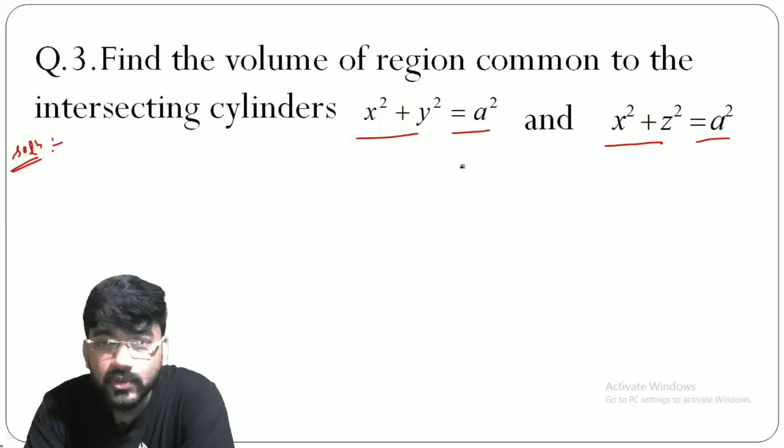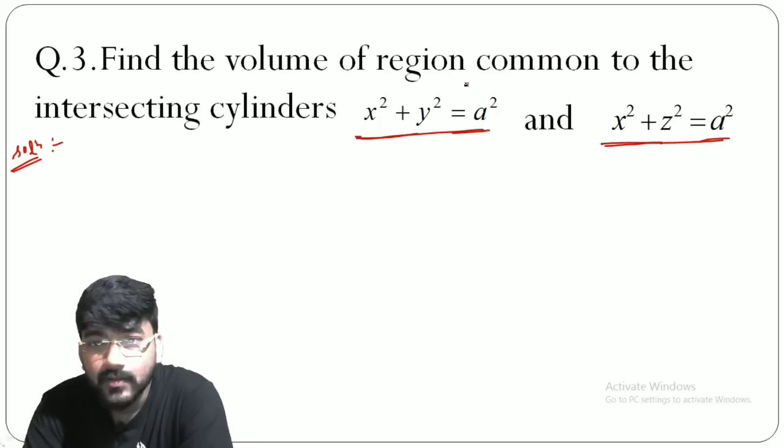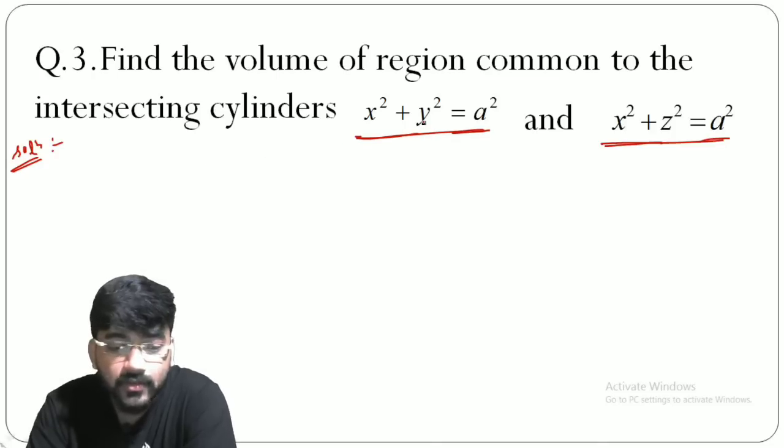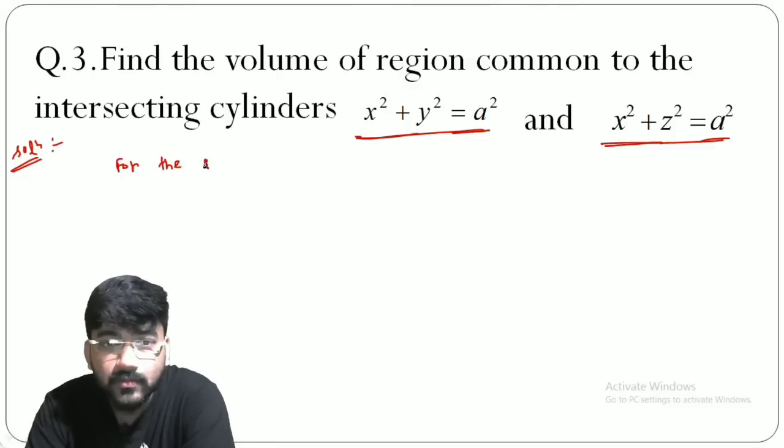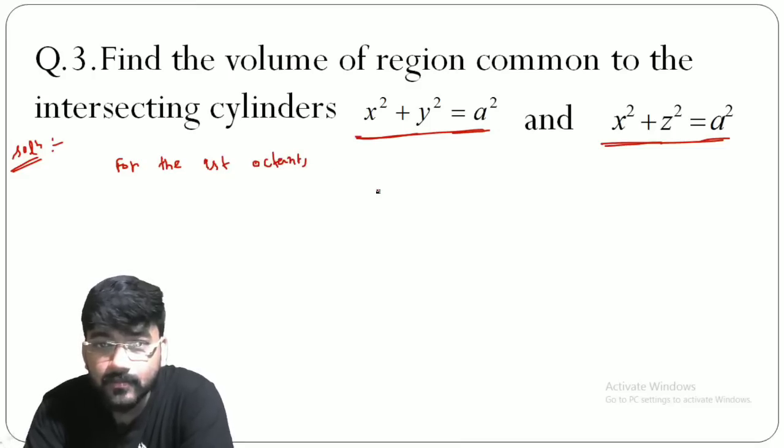So what you have to do is find the region common to the intersecting cylinders, the volume of the region common to the intersecting cylinders. So these two cylinders are intersecting in some volume and we have to find that volume. Okay, so let me first find the volume in the first octant. For the first octant, the volume will be the integration of dv, that means dx dy dz.